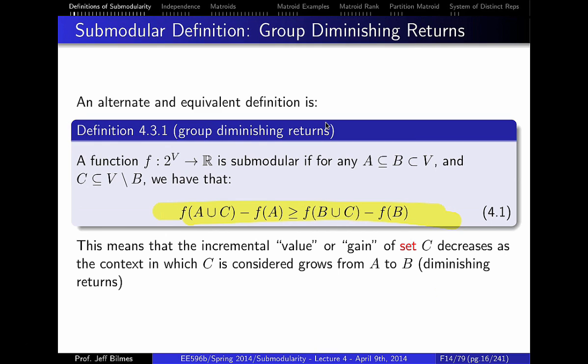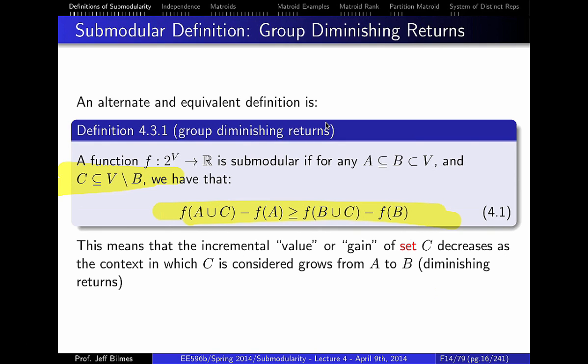Now obviously this would hold if C is a singleton item. Immediately we have that the group diminishing returns property guarantees the diminishing returns property, because this is a property that is said to hold for all C less than V except for B, including C's of size 1. So obviously diminishing returns hold.